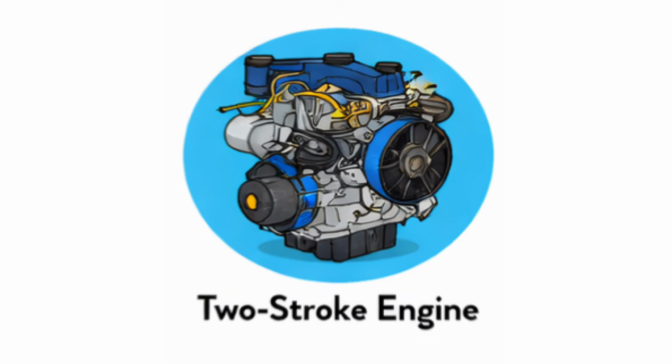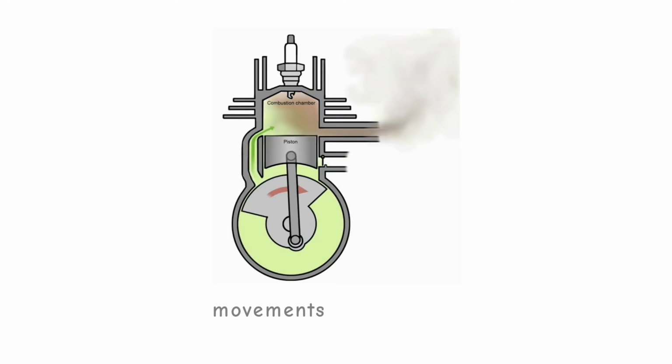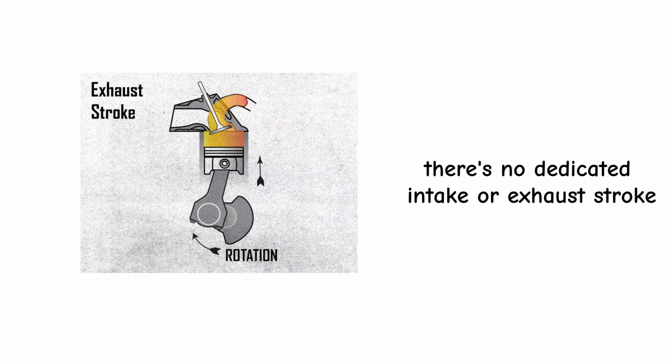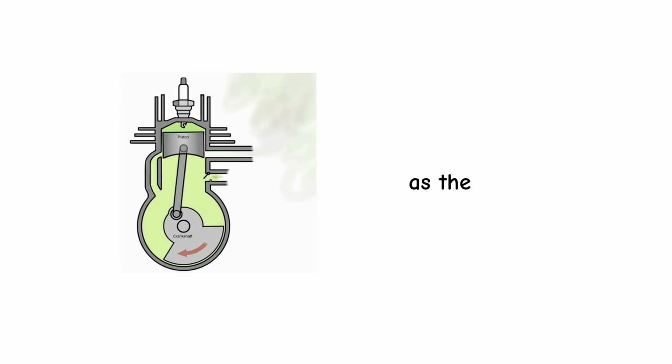Two-stroke engine. A two-stroke engine completes a full power cycle in just 2 piston movements rather than 4. There's no dedicated intake or exhaust stroke. The fuel and exhaust gases are managed through ports in the cylinder wall as the piston moves.